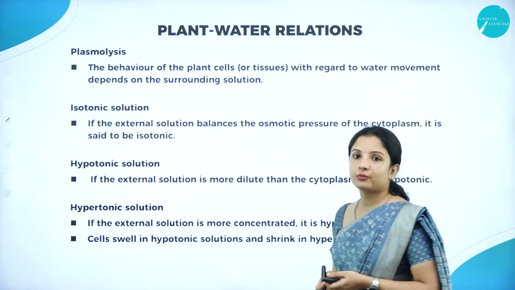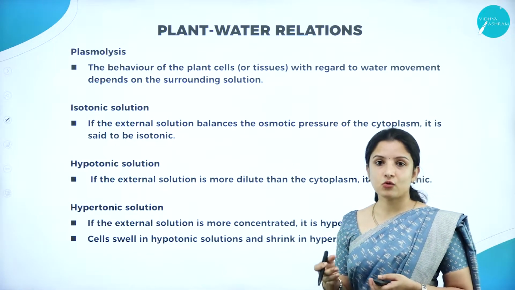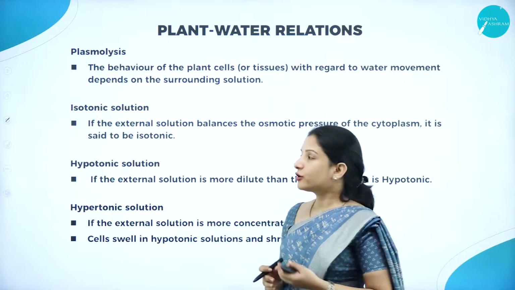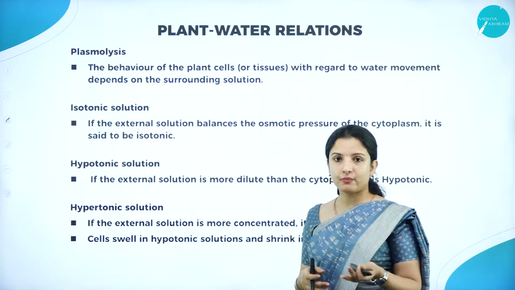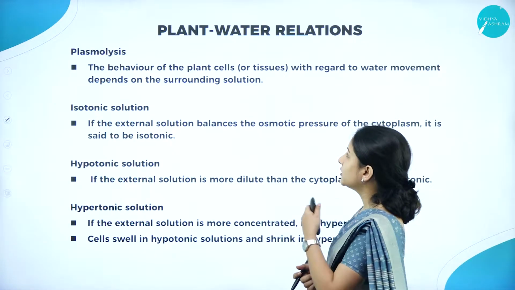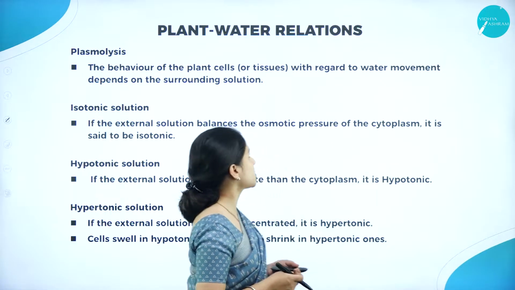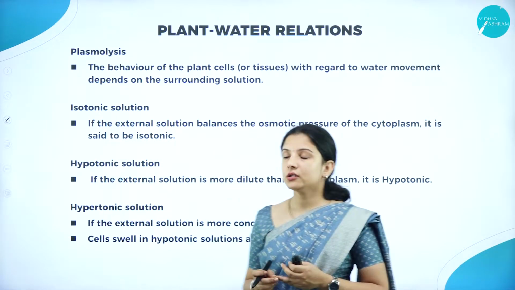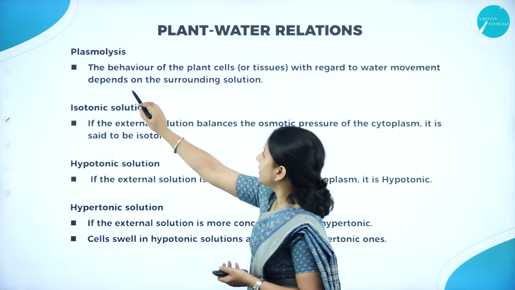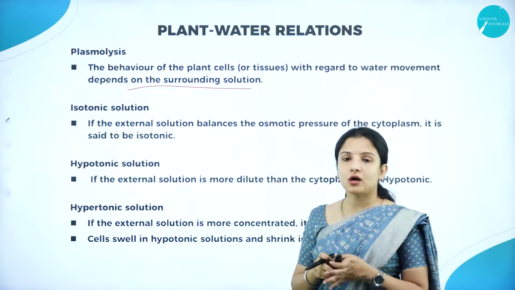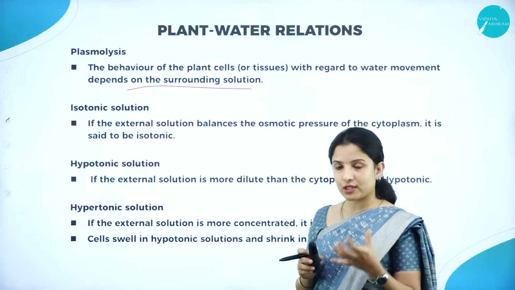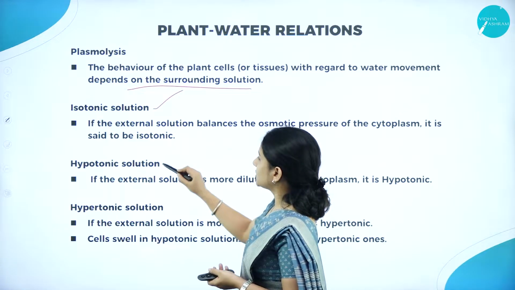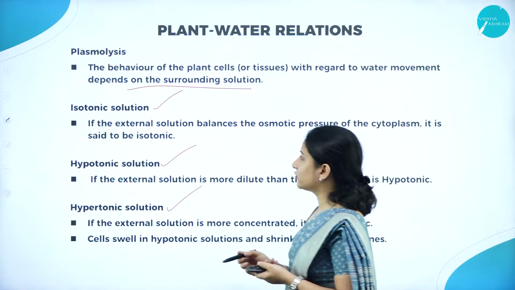Next we shall talk about one more process of plant water transport, which is called plasmolysis. Let's study plasmolysis, which is also one of the important components of water transport. Here the behavior of the plant actually depends on the water movement, and that water movement depends on the surrounding solution. So how the water moves depends on the surrounding solution. There are three types of solution: the isotonic solution, the hypotonic solution, and the hypertonic solution.